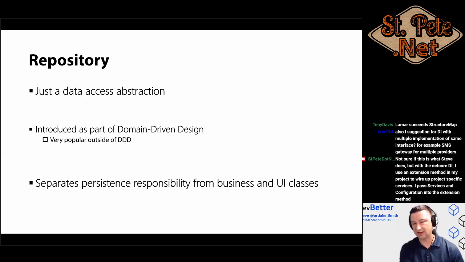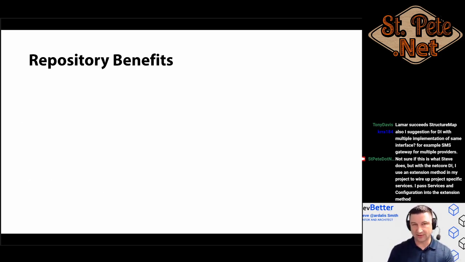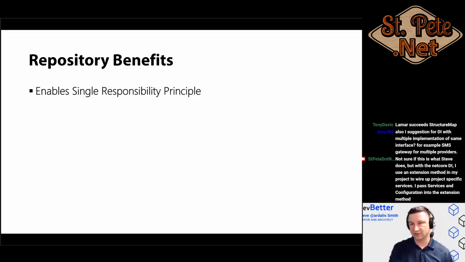Those are all things that are data access responsibilities that ideally your repository can handle for you. So let's talk about some of the benefits. It helps ensure the single responsibility principle. The reason for this is because now that data access responsibility is not in your UI layer. It's not in a controller or in a service somewhere that is having to do that logic in addition to other things, in addition to business logic.